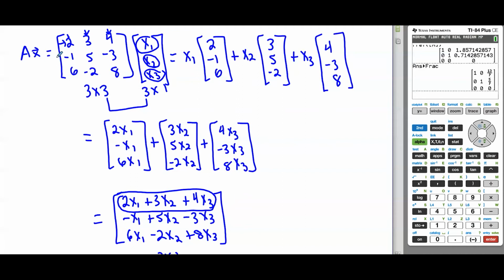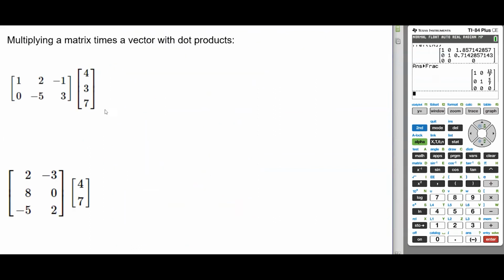And you do it again for the second row. Take the dot product of the second row with this column, you get the second entry, and you just keep going. So let's do a couple of examples of multiplying a matrix times a vector, and we use the dot product method instead of the linear combination method. So first we need to check to see if the dimensions match up. This is a 2 by 3 matrix. This is a 3 by 1 vector. So yes, the number of columns of the matrix matches the number of entries in the vector. And what we're going to get out is a 2 by 1 vector.